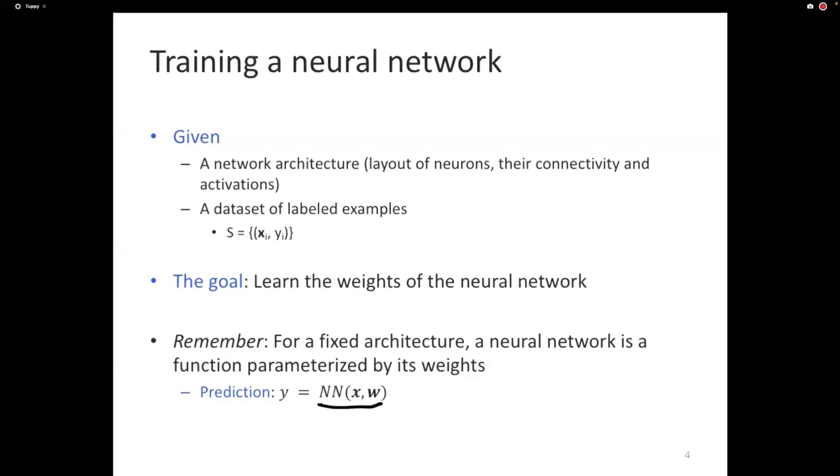So the prediction of the neural network is simply, I'm going to write it in this way: it's some neural network parameterized by weights W. I'm explicitly showing the weights here. The input is X and the label is Y. The predicted label here is Y-hat. How do you do this? This prediction process, we covered in the last lecture. This is the forward pass.